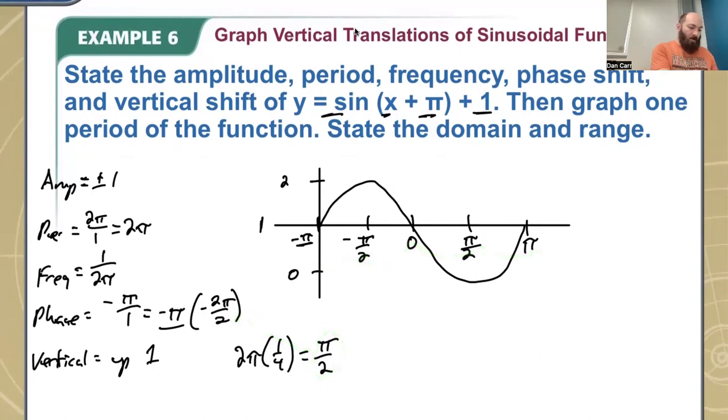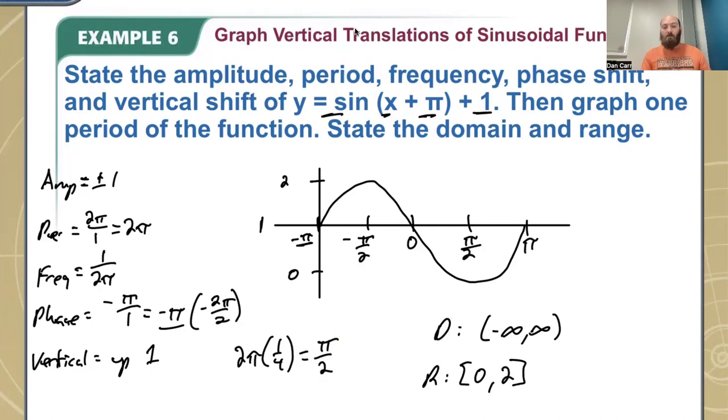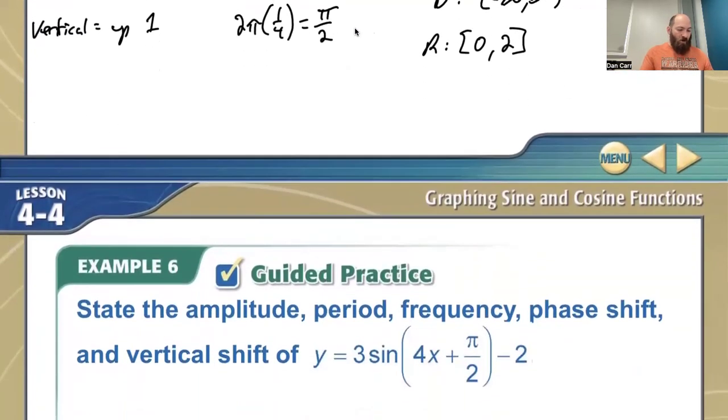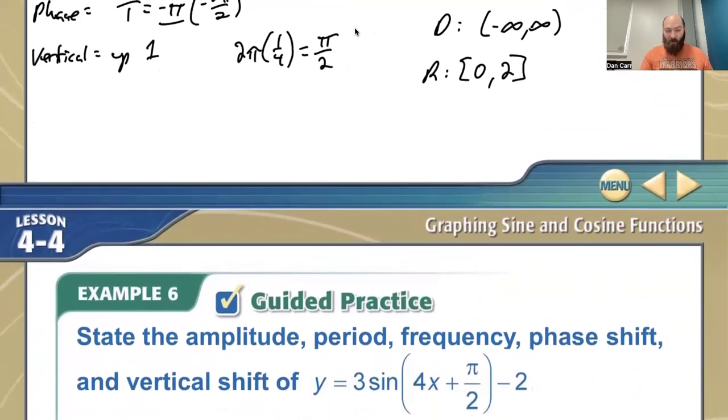Okay, my domain and range. Domain again, negative infinity to infinity. Range is going to go from 0 up to a positive 2. And that's it. I'll leave you with this example here to go ahead and try on your own. But that is going to be it for today.